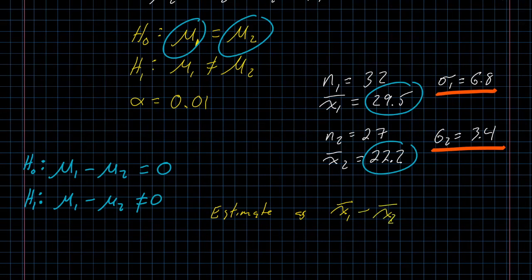So in this case, that's 29.5 minus 22.2, which comes out at 7.3. All right, so there's our point estimate for the difference between the means. 7.3 is definitely not zero, but point estimates don't have a confidence level. So we need to go onward.